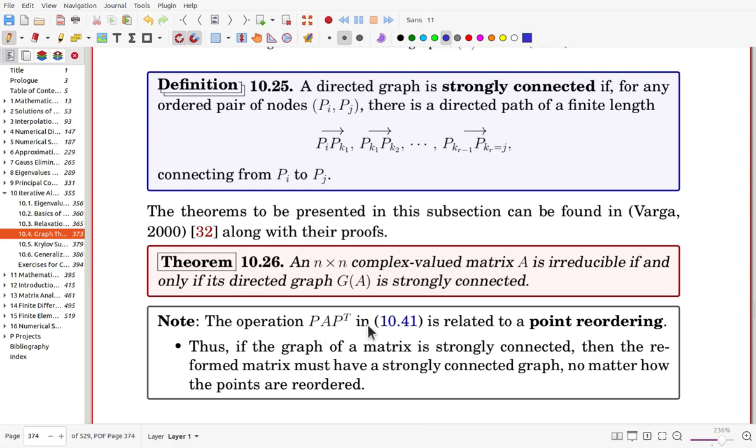So once the graph is strongly connected, you cannot find a transformation, a permutation matrix, such that this transformation gives a reducible system. So we can say that the proof of this theorem is partially geometric. However, anyway, irreducibility is the same as the strong connectivity of the directed graph.